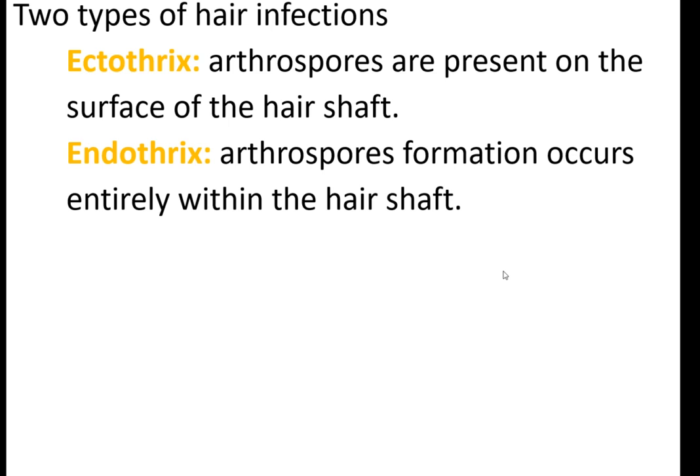Based on the infection or the penetration, we classify this infection into two types: ectothrix and endothrix. Ectothrix means arthrospores are present on the surface of the hair shaft. Arthrospores are the spores produced by the dermatophytes. So if they are present only on the surface of the hair shaft, then we call it ectothrix. If they are entirely within, or invasive in, the hair shaft, then we call it endothrix.